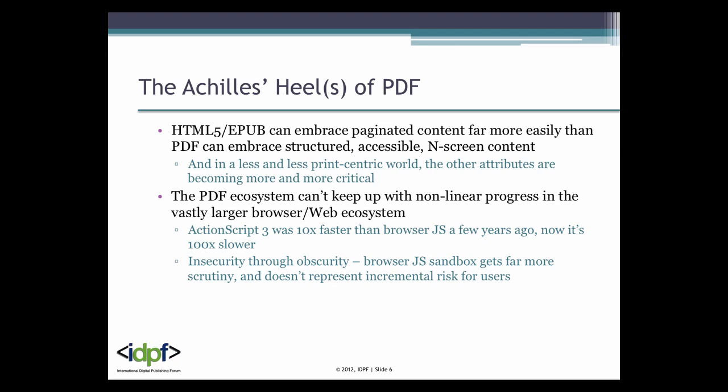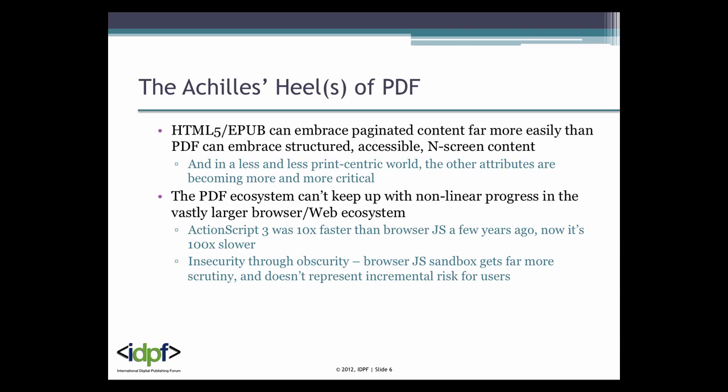I'm making up these numbers, so I'll submit right now that they're not correct, but I think they're roughly correct. ActionScript 3, when it first came out, was 10 times faster than the browser JavaScript at that time because of a JIT compiler in ActionScript 3 that was not there in the browser stack. Something similar existed in Java. So we had ActionScript 3 that was much, much faster at just raw computation than the browser.